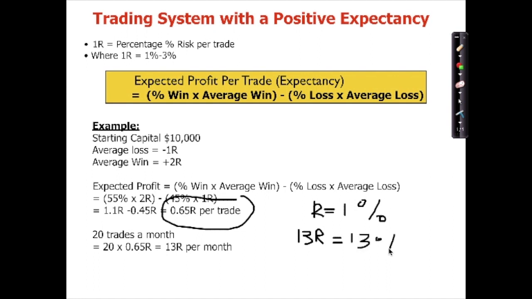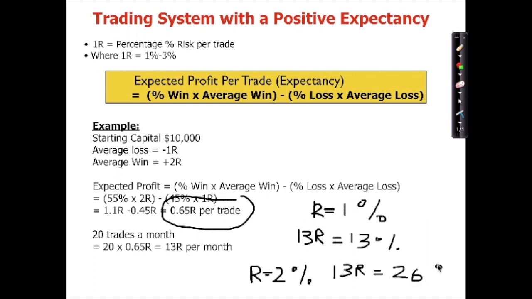Okay? So if you can do a 13% return on average a month, and you do that for a year, that's over 160% return. You more than double your capital in a year. On the other hand, if you risk 2% on every trade, which means your 1R is 2%, a 13R return would represent a 26% return a month.